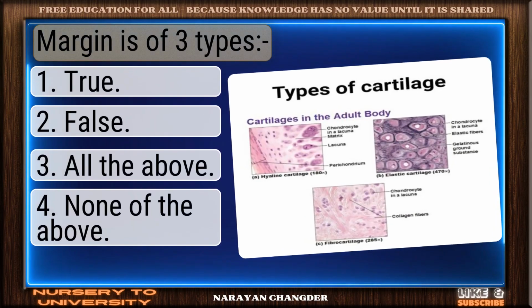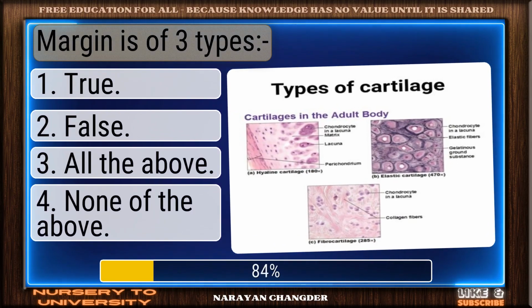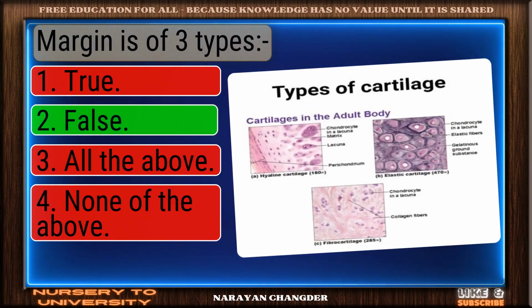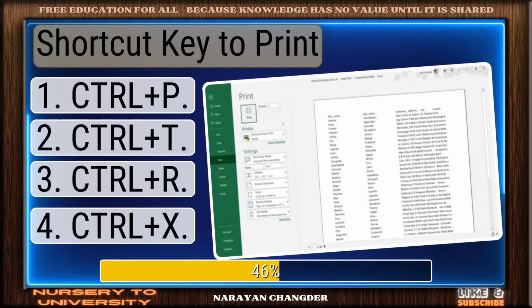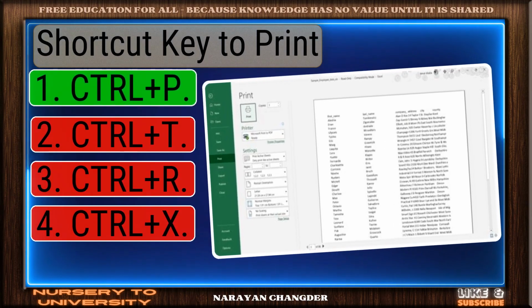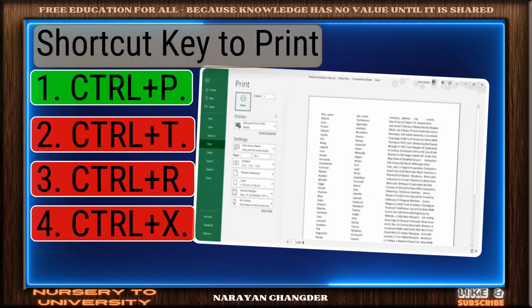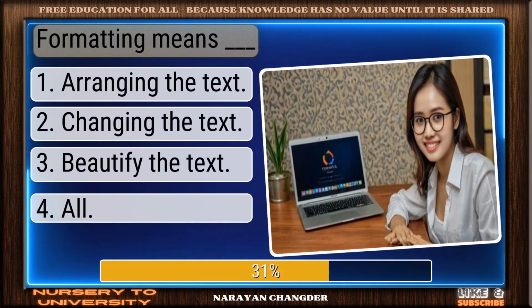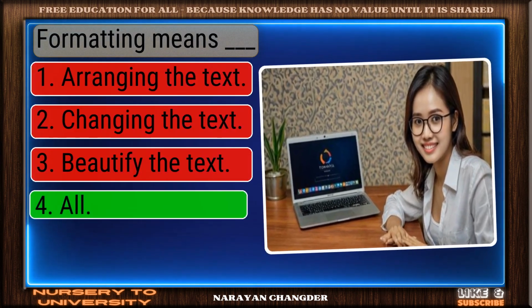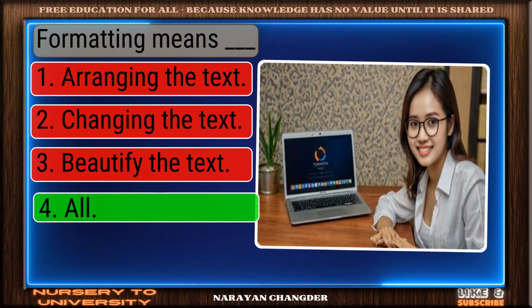Margin is of 3 types. You got it. Your choice false is right. Shortcut key to print. Strong choice. Ctrl plus P is the right answer. Formatting means dash. Bravo. All is the answer.